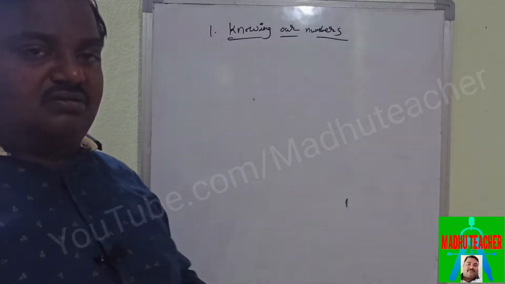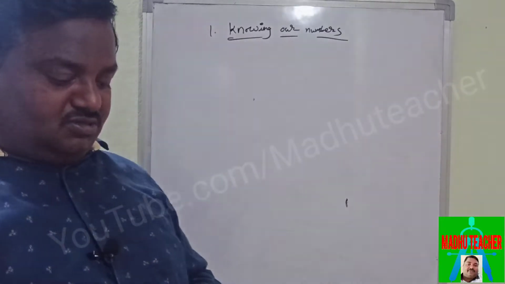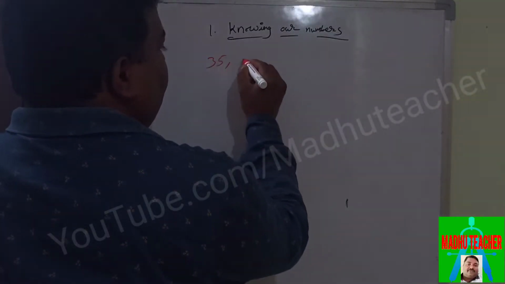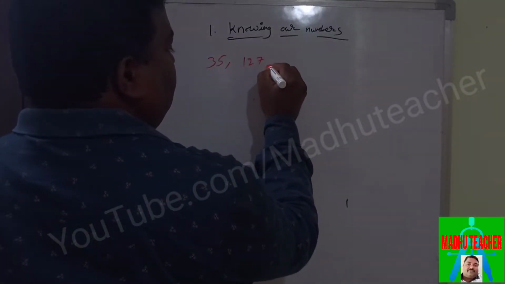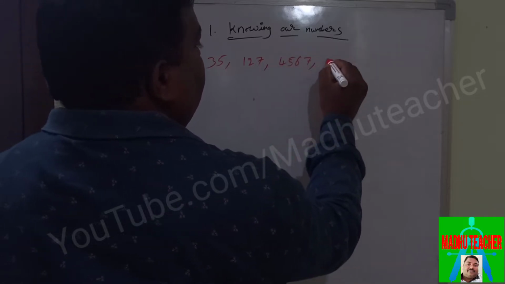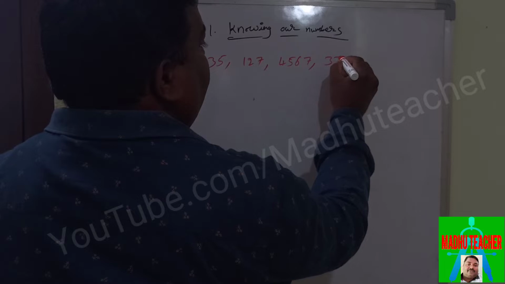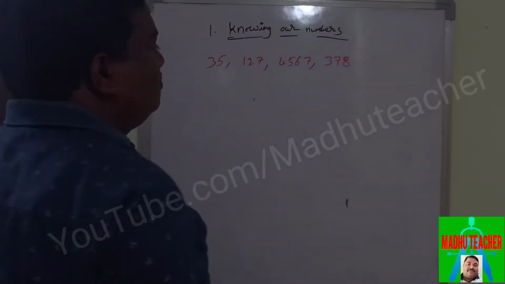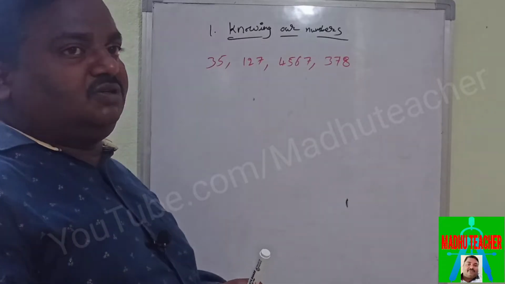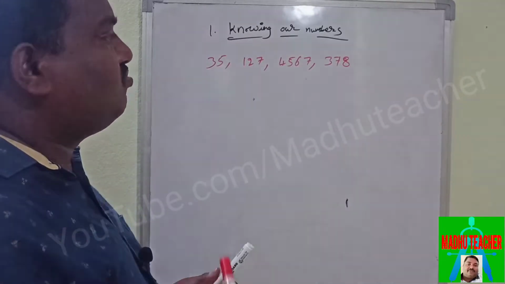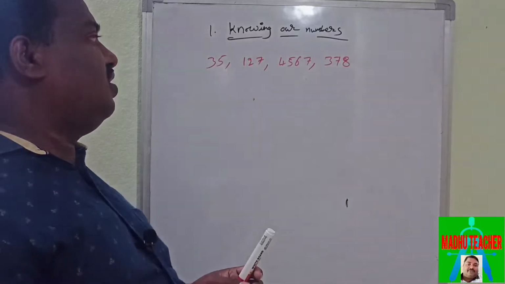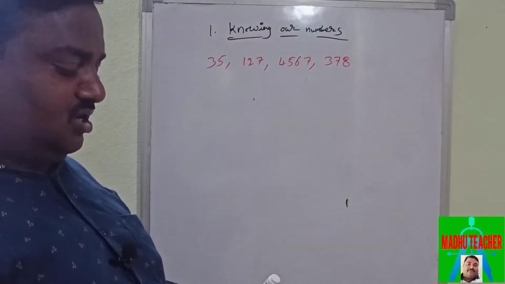So let us take some numbers. I'm taking 35, 127, 4567, 378. Like this we have some numbers. Among all these numbers we have to identify the smallest and greatest number, and also write them in ascending or descending order.